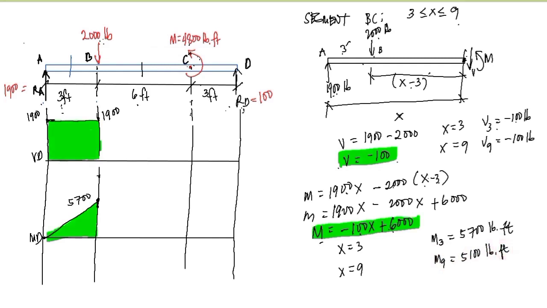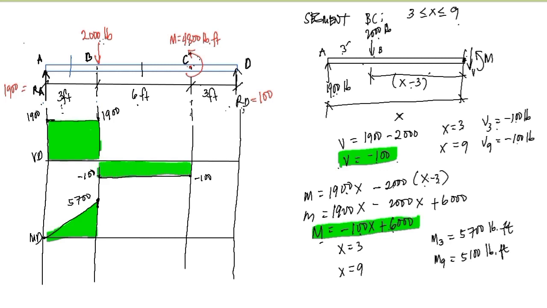So from this, we will draw the shear and moment diagram. At x equal to 3, we have negative 100, and up to x equal to 9, that's negative 100. So it is constant at negative 100 from 3 to 9. At x equal to 9, this is still negative 100. So we have a straight line here, and this is our shear diagram for the segment BC.